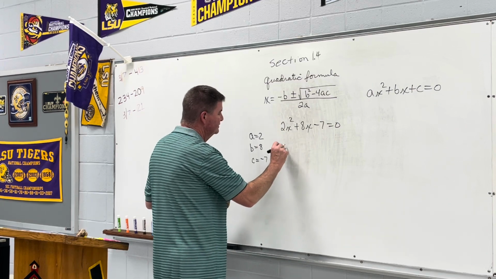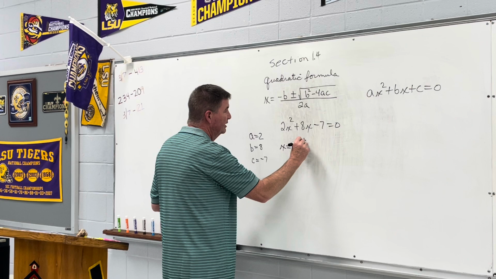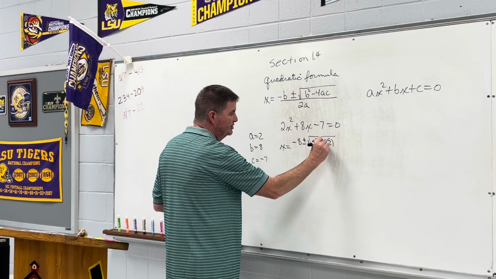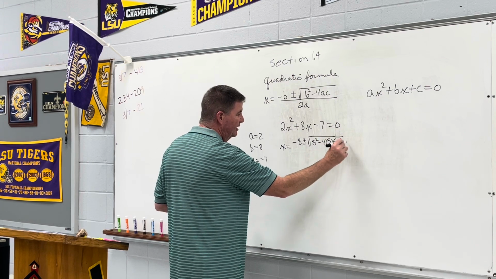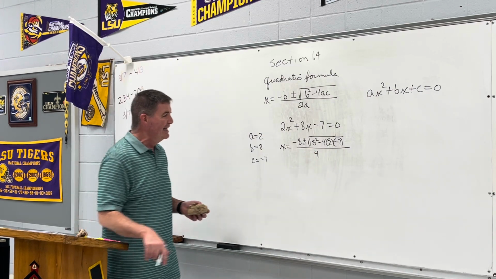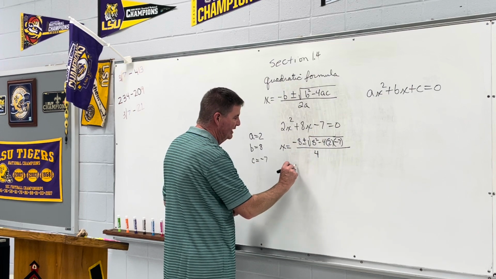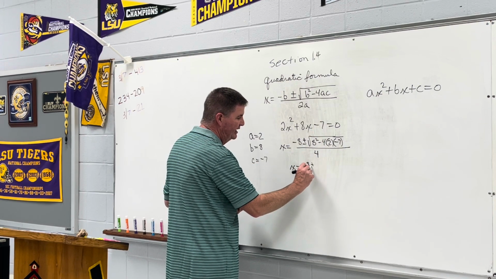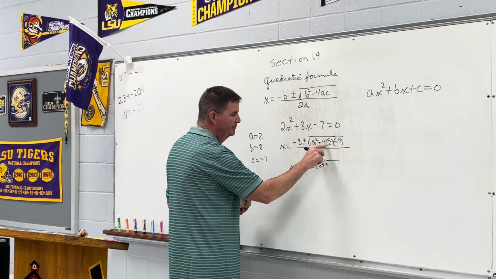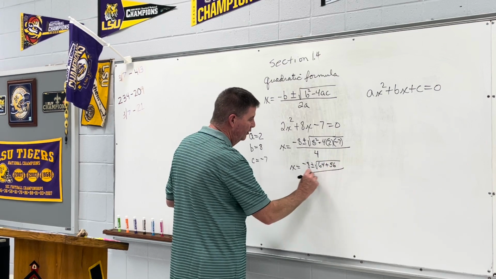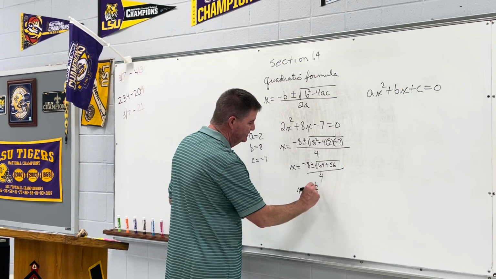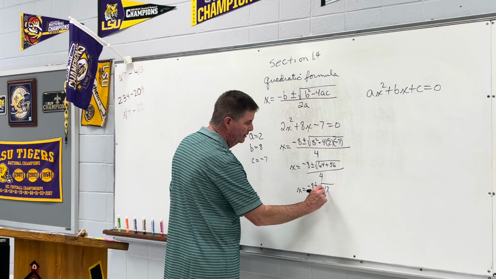I have x equals negative 8 plus or minus the square root of 8 squared minus 4 times a, which is 2, times c, which is negative 7, all over 2a, which is 4. 2 times 2 is 4. Now it's just doing what I have to do inside the radical, so I can simplify it. Negative 8 plus or minus the square root of 64 plus 56 over 4. So x equals negative 8 plus or minus the square root of 120 over 4.